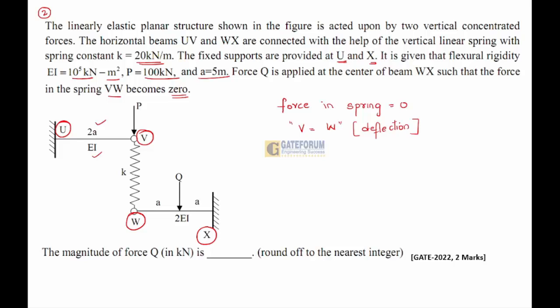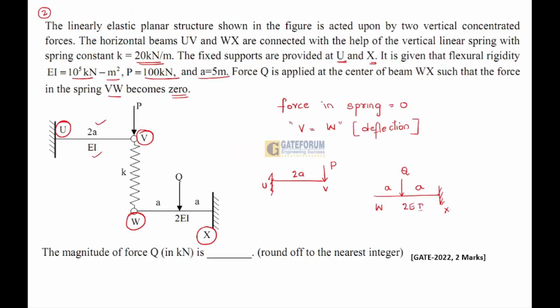So when I consider UV, this is 2a, load of P is applied, this is U and V, and if I consider this is W, this is X, centrally acted load, the distance is a and a, flexural rigidity is 2I. So deflection at V shall be equal to deflection at W.